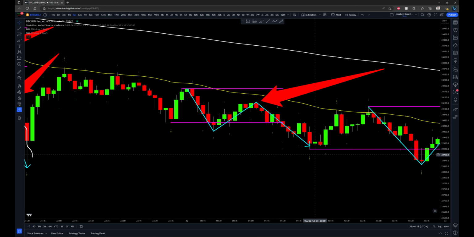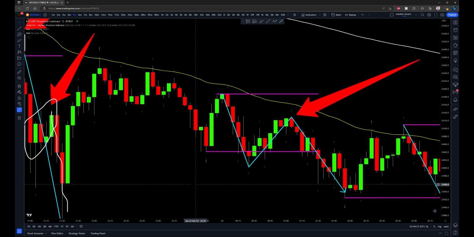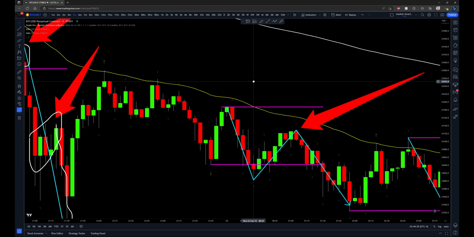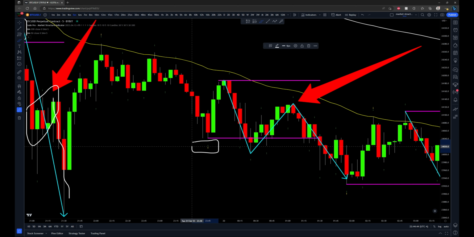Let's move on to another setup here. Here's our next one. So we see the pullback here into yellow. Still in a downtrend, yellow is below white, so we're only looking for shorting opportunities. So with this pullback, we're now looking for an intermediate term structure break. Right here, we get the signal for an intermediate term structure.